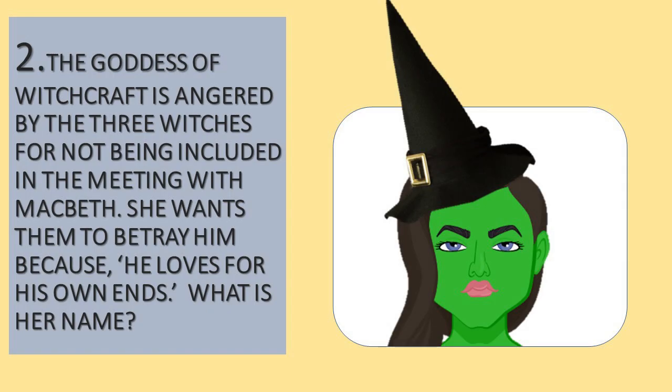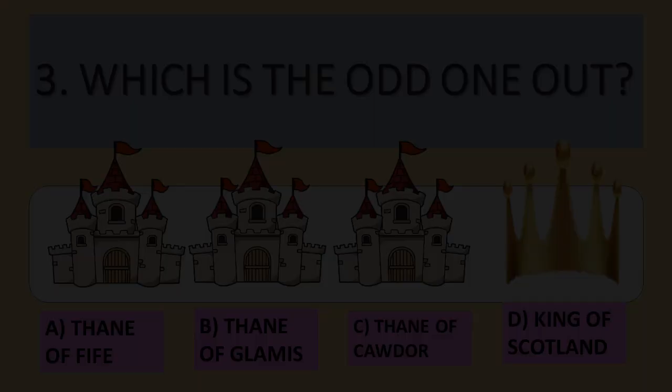Question number 2. The goddess of witchcraft is angered by the 3 witches for not being included in the meeting with Macbeth. She wants them to betray him because he loves for his own ends, which means that he's driven by power and motivated by ambition, and it's not evil that he cares for. But what is her name? That's question number 2.